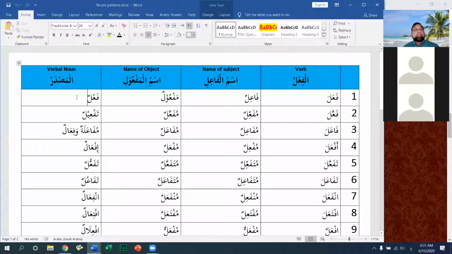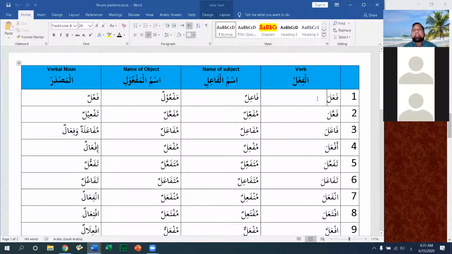How do we learn the patterns? We're going to learn them with each verb. There are some systems you can try to memorize, but they're very complex. The best way is to learn the pattern of the masdar for fa'ala and fa'ila and fa'ula.